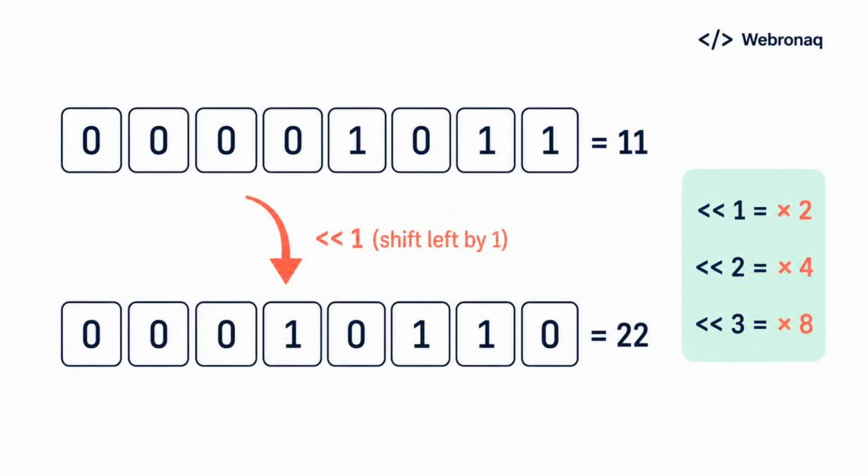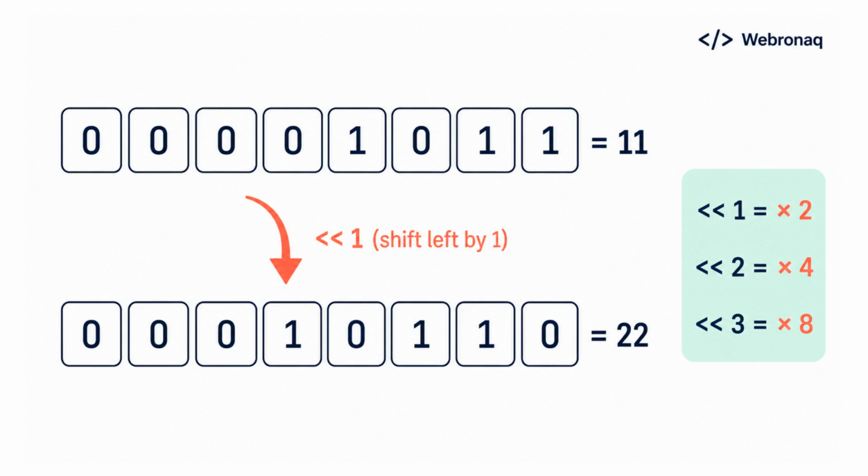Now look at this. The number we started with, 0000 1011. That's 11 in decimal. After shifting left by one position, it becomes 0001 0110, which is 22. We doubled the number just by moving bits.